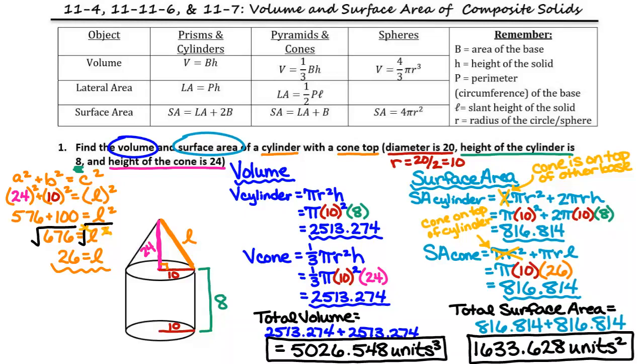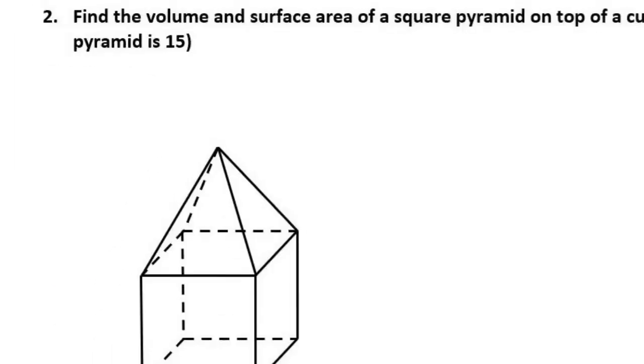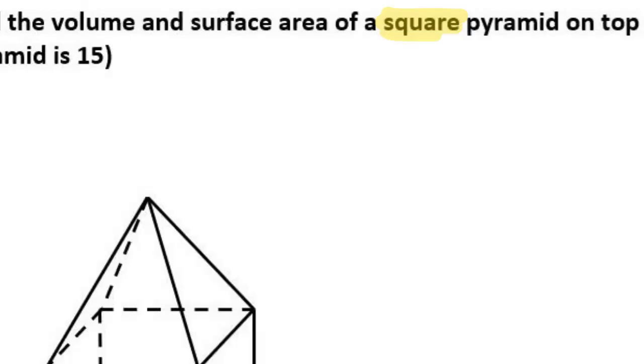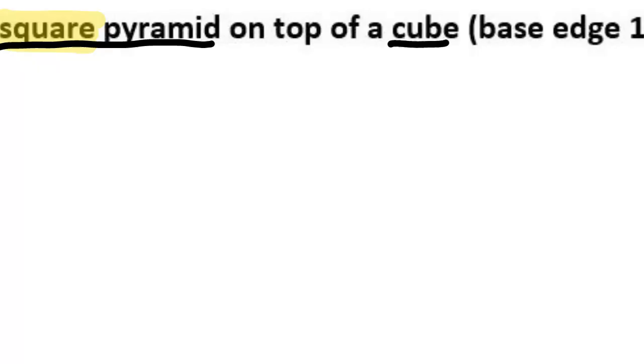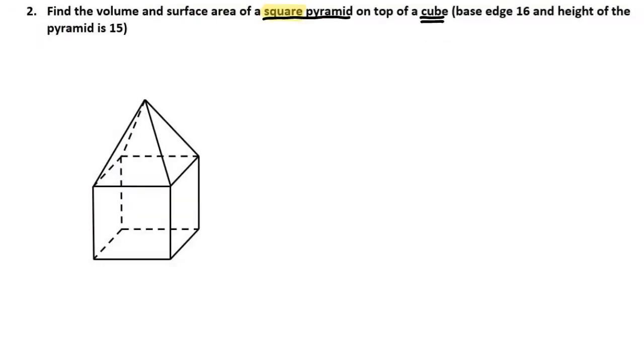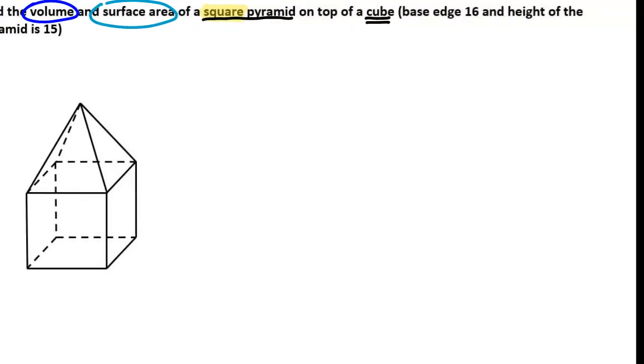Down at the bottom, we're going to find the volume and the surface area for what shapes? A pyramid and a cube. What shape is the base of the pyramid? It is a square. So we have a square pyramid on top of a cube. We want to find the volume and the surface area again.